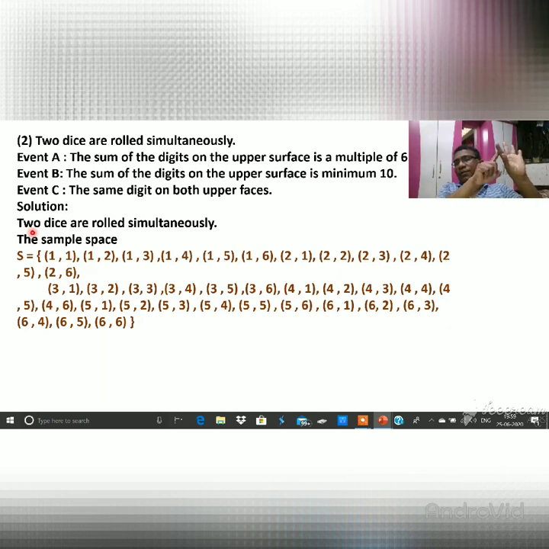The next number is 5: 5,1; 5,2; 5,3; 5,4; 5,5; 5,6. Again you get 5,6, so you can write the next number after 5. Which is the next number? 6: 6,1; 6,2; 6,3; 6,4; 6,5; 6,6.